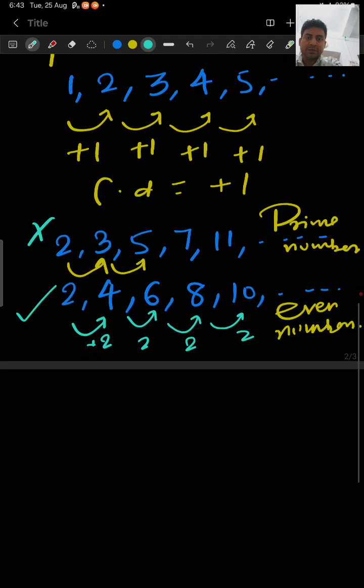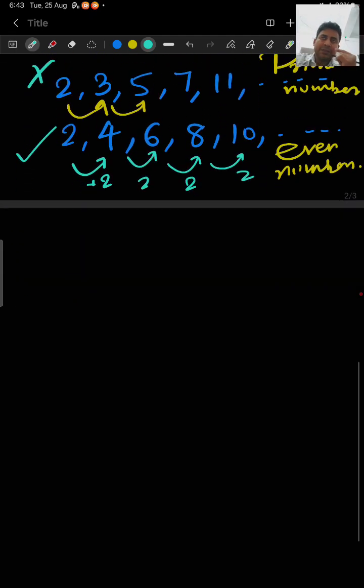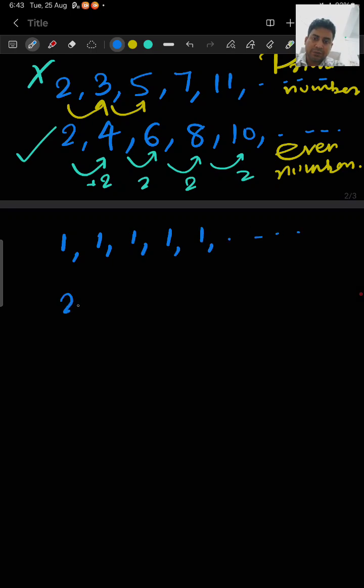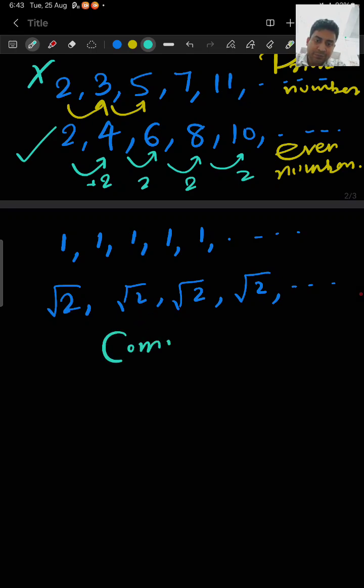Okay, good. Then in my mind, or in some child's mind also, the question comes: are these numbers in AP? 1, 1, 1, 1, 1, root 2, root 2, root 2, root 2. Yes, this is also in AP, but here the common difference is 0. Okay, because the common difference is next term minus preceding term.